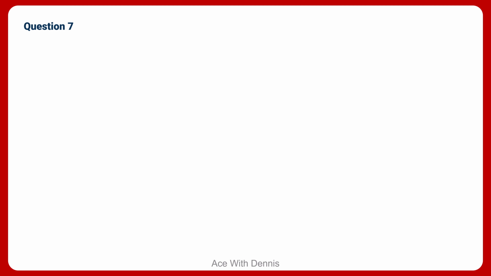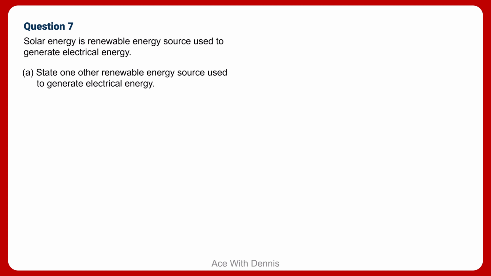Question 7. Solar energy is a renewable energy source used to generate electrical energy. A. State one other renewable energy source used to generate electrical energy. 1 mark. So for this question, there are multiple answers. You just need to write one correct answer. It can be wind, geothermal, hydropower, or biomass.